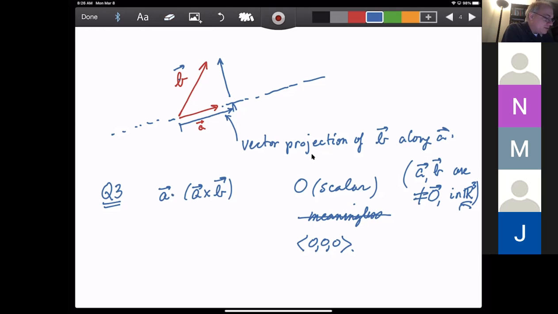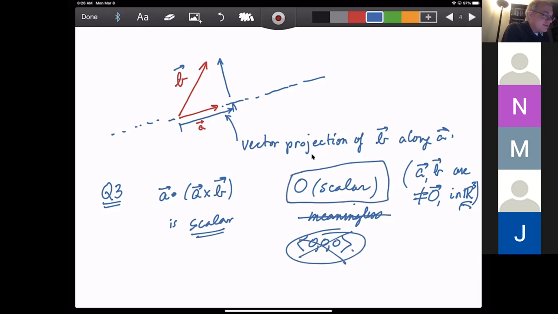Now, what do we know about the dot product of 2 vectors? Is that a vector or a scalar? So it's got to be a scalar. So this possibility is ruled out. It can't be a vector. So the answer must be 0, the scalar 0, the number 0. Well, does that make sense? So fine, it's a scalar. How do we know that it's actually 0?